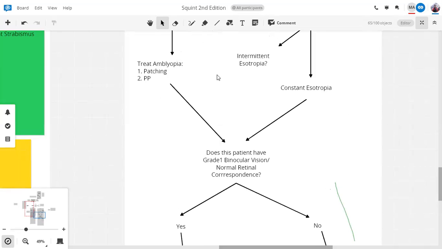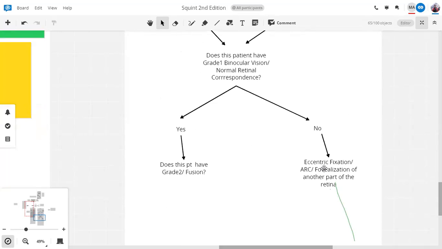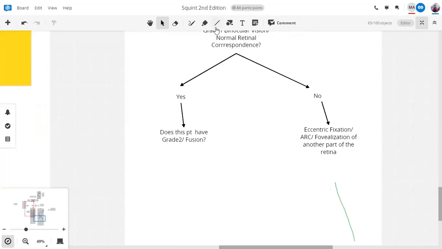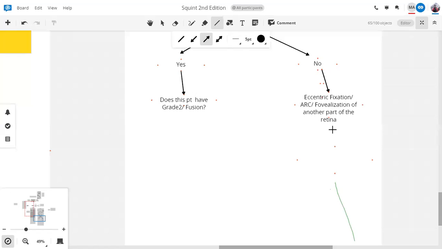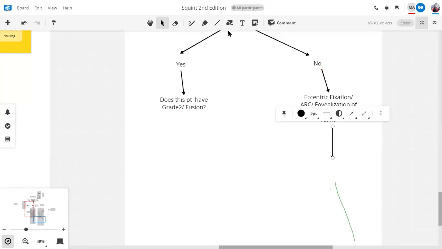Amblyopia was simply suppression. ठीक है, एम्ब्लायोपिया सप्रेशन हो गई, उसके बाद there is adaptation. That adaptation is in the form of eccentric fixation, ARC, fovealization, etc. All right. So what we will do is we will try to stimulate the retina of the fovea of this patient. Even though he has abnormal retinal correspondence, हम क्या करेंगे? We want to stimulate his fovea. हम सोए हुए फोबिया को दोबारा जगाना चाहते हैं.